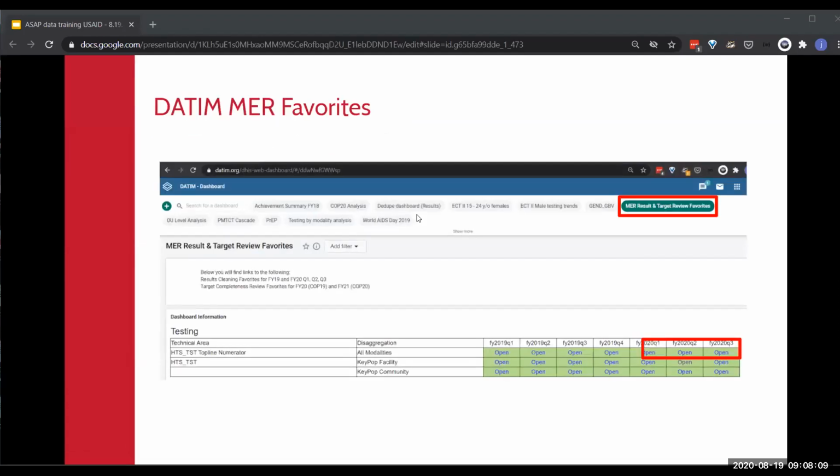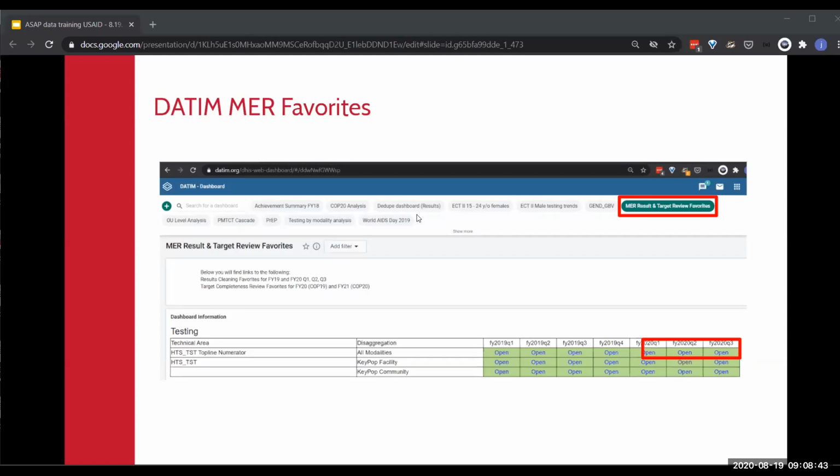The first are what are called the Datum MER favorites. Now, Datum is an interesting piece of software, and if you're familiar with DHIS2, Datum will look very familiar to you. Within Datum, you are able to create a particular kind of analysis, either a visualization or a data table, and save it as what's called a favorite. This is basically like bookmarking a website. It just allows you to create something one time, save it, give it a name, and then you can always go back to it.